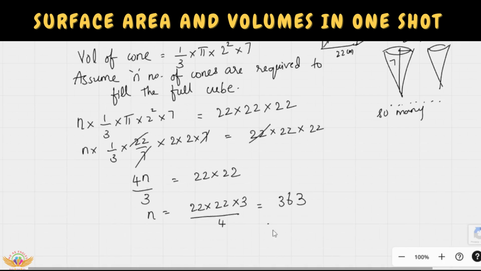So therefore this complete cube is filled with 363 cones, and 363 children are going to get ice cream cones. Got these ice cream cones. Okay, this is the way you have to analyze and solve.